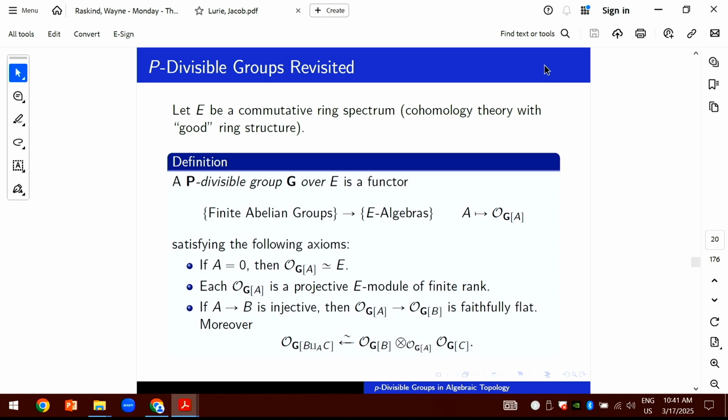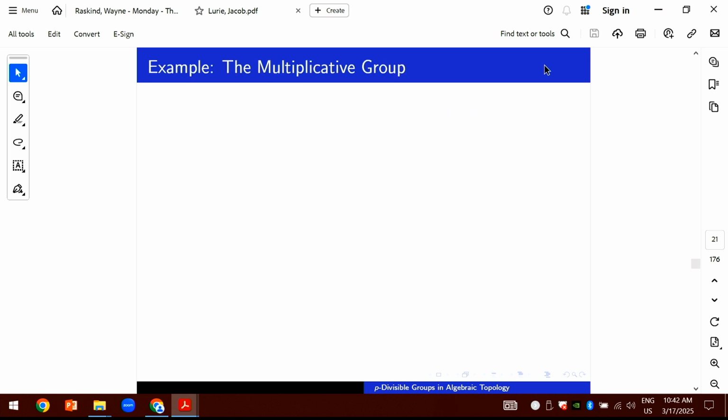Definition: a p-divisible group over E is a functor from finite abelian groups into E-algebras, satisfying some axioms. The axioms are exactly the same axioms I wrote down before. Everywhere in the previous definition, I just changed the R to an E. So there's a notion of a p-divisible group over a cohomology theory.